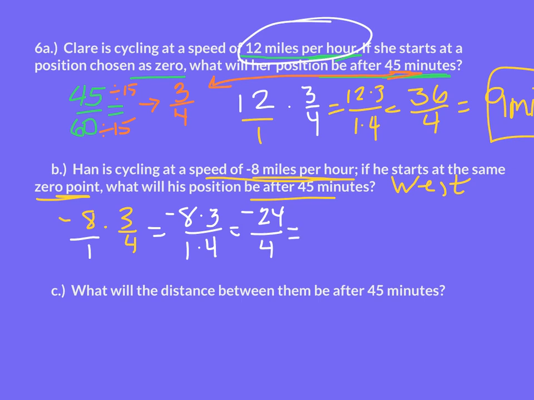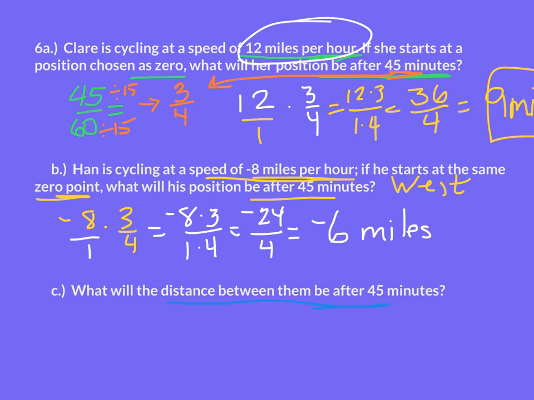Lastly, I reduce. How many times does 4 go into 24? We should know it's 6. And I only have one negative there, so it's going to remain negative. So it'll be -6 miles. Again, what that really means is that Han is going to the west and not to the east, like Claire is. Then it says, what is the distance between them after 45 minutes?